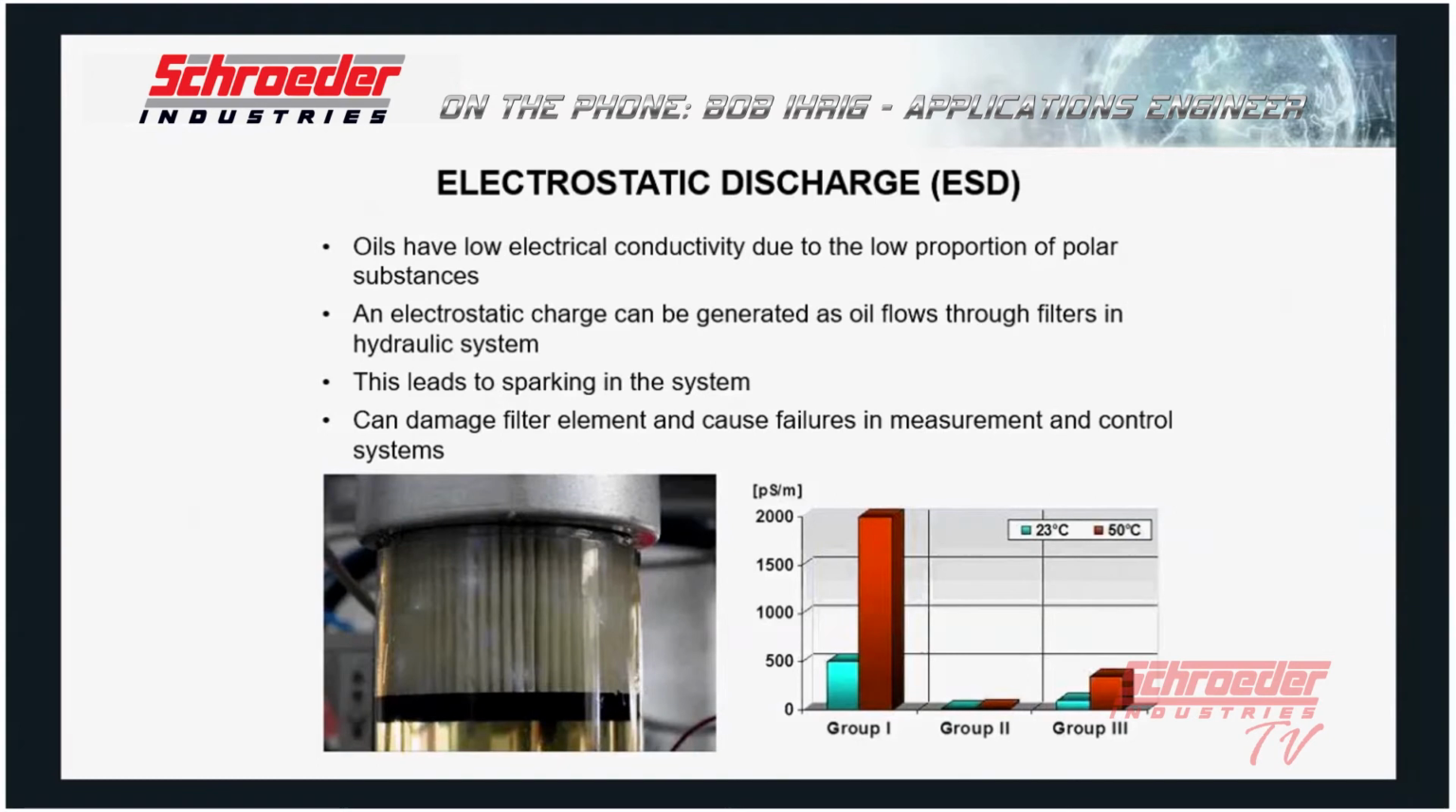You can see in this picture a transparent element tube with an element inside, and you can see the arcing of the electrostatic discharge within the fluid as it passes through the element. I like this chart that we have here at the bottom right. It just shows you the low conductivity of a group 2 oil versus a group 1 and a group 3.